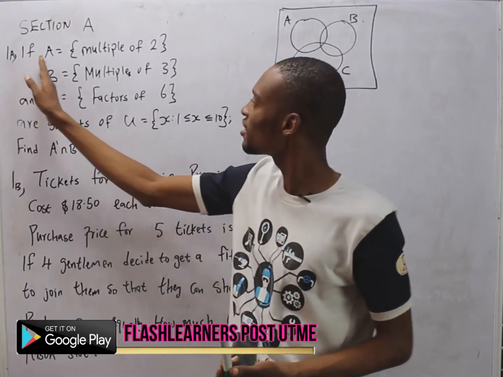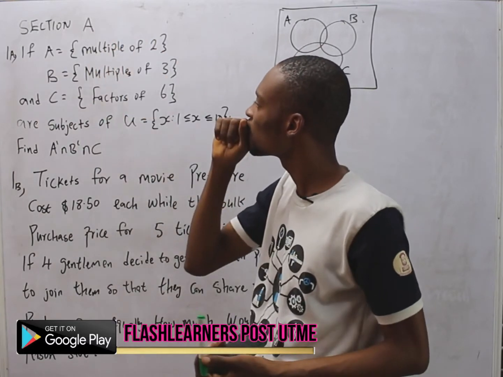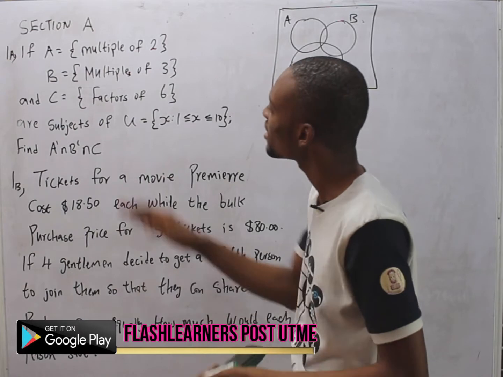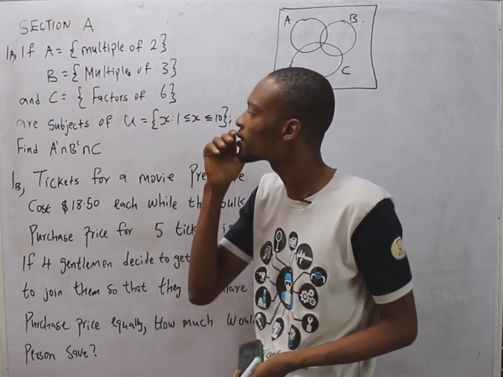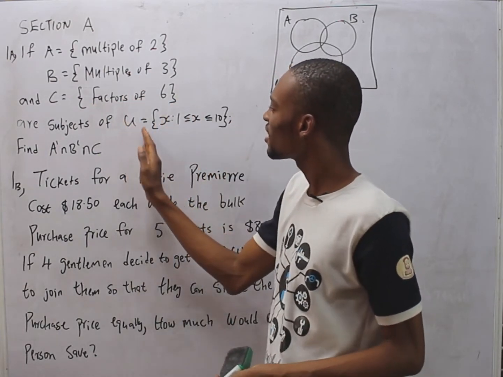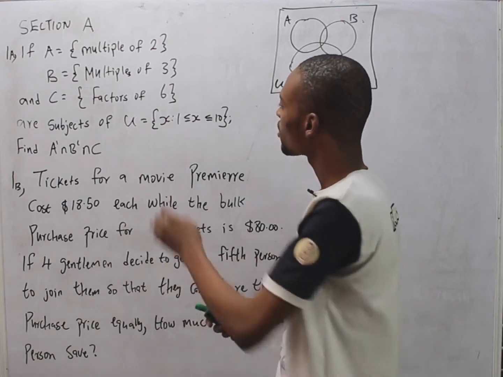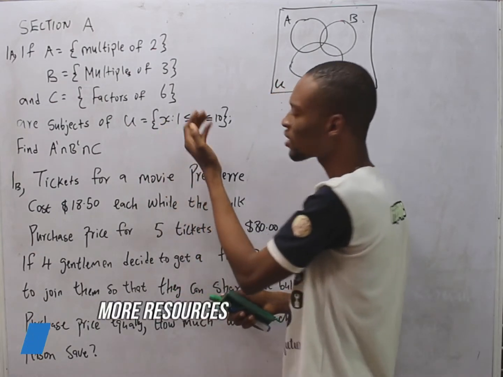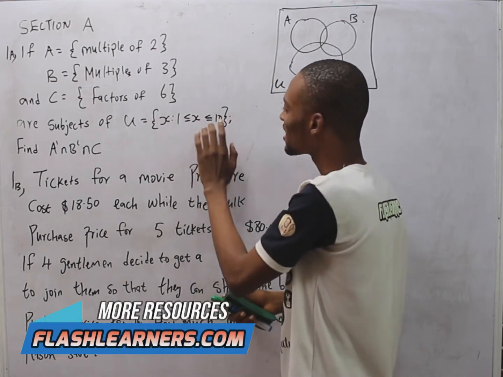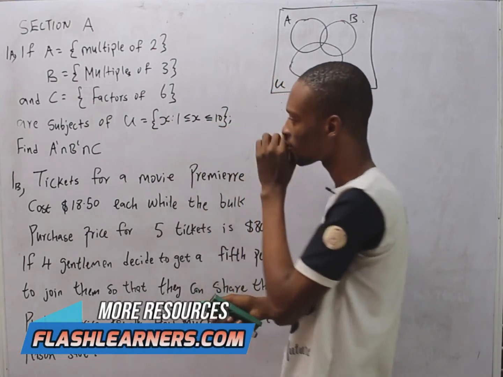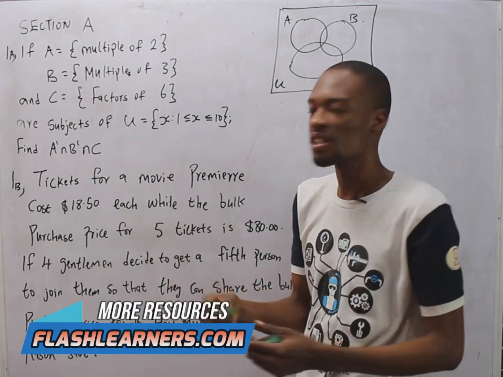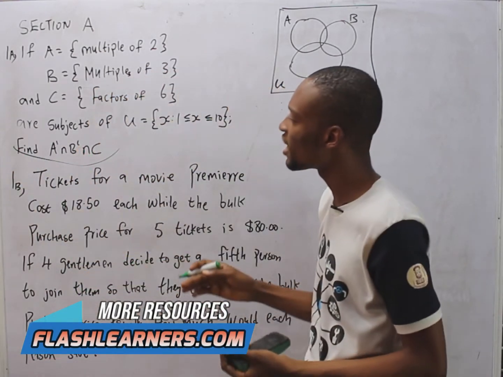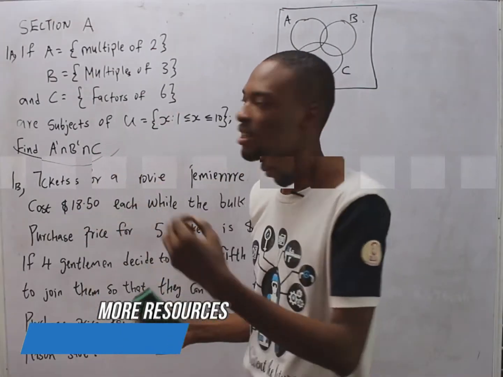If A is multiples of 2, B is multiples of 3, C is a set of factors of 6, and the universal set is such that we have a set of S where 1 is less than or equal to S, while S is less than or equal to 10. The task is to find A prime intersection B prime intersection C.